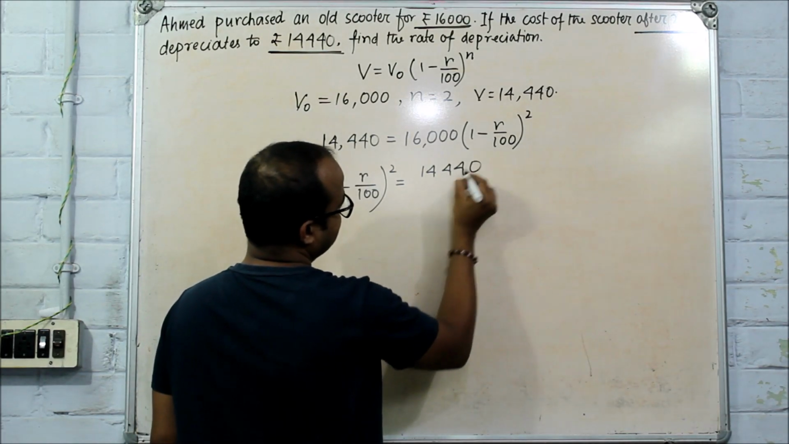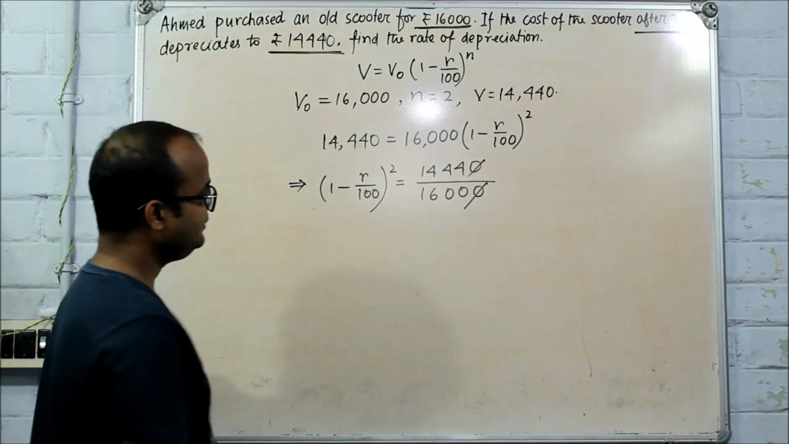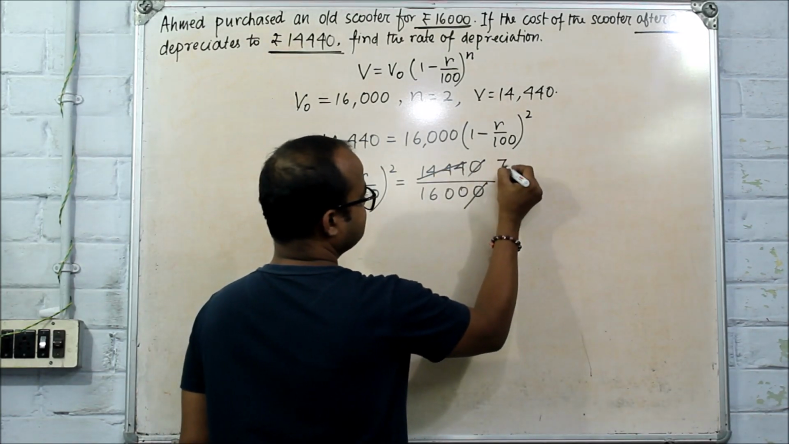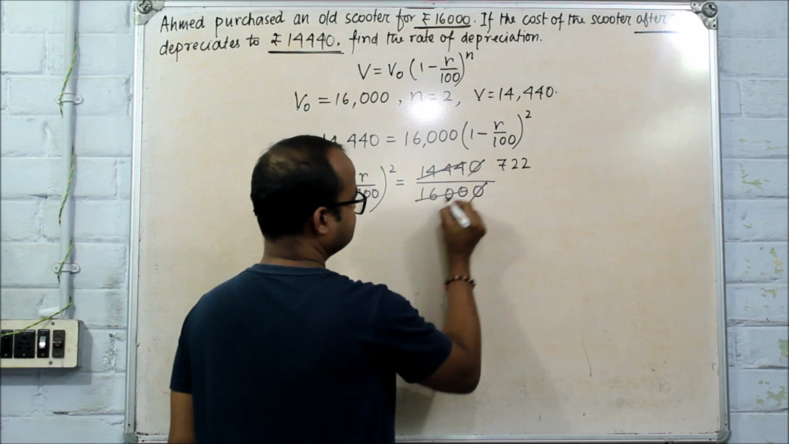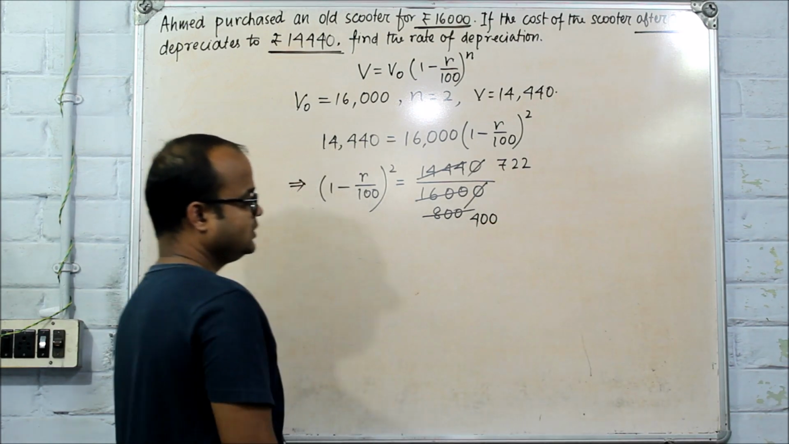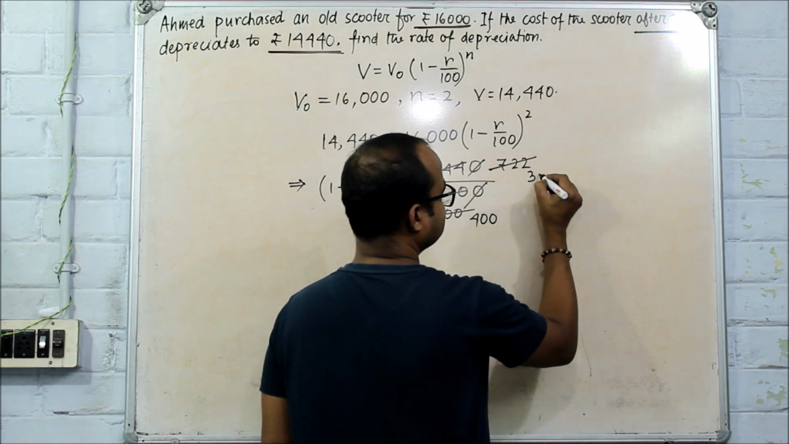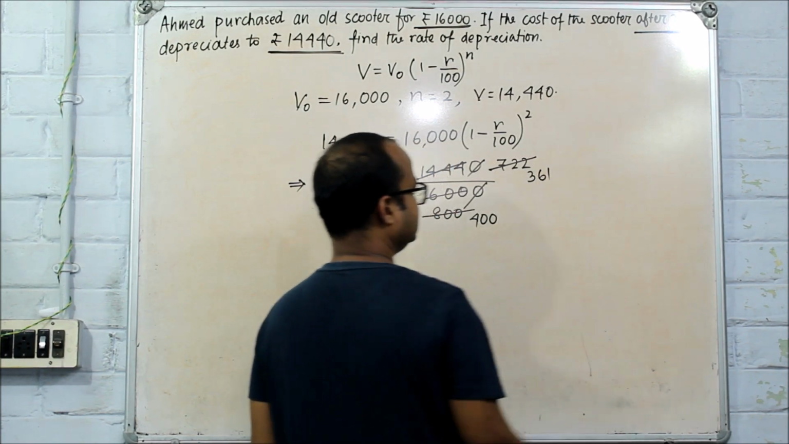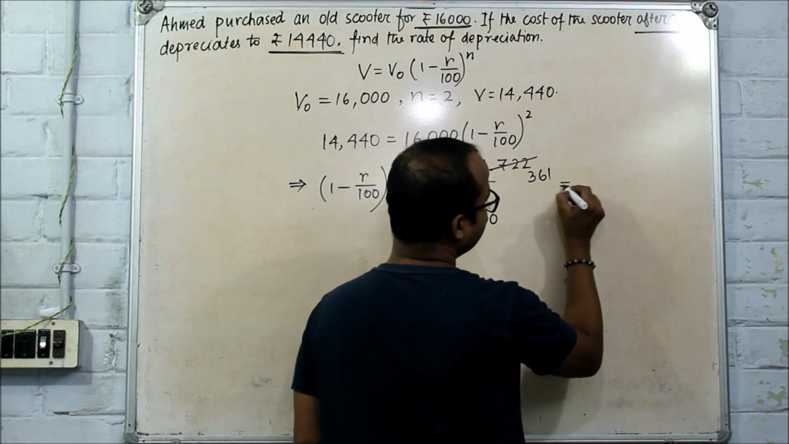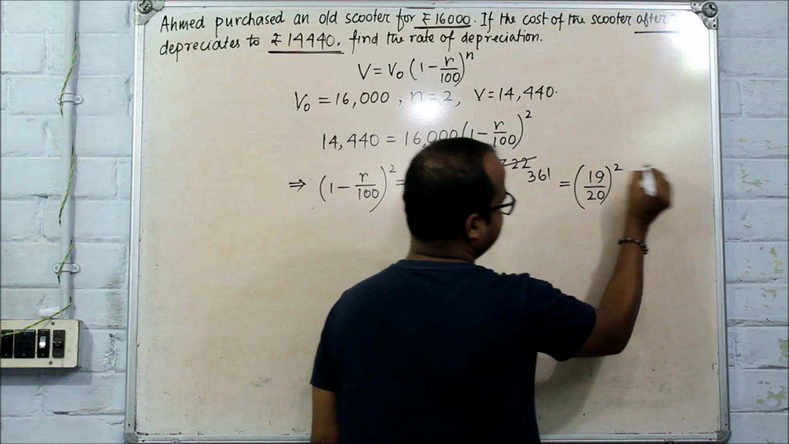144 divided by, now first if you cancel with 2, if you cancel with 4, 2 will get 200, 400 here. So 361 by 400. 361 by 400. This is the square of 19 by 20.